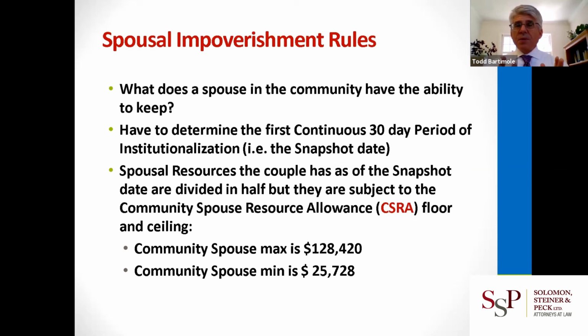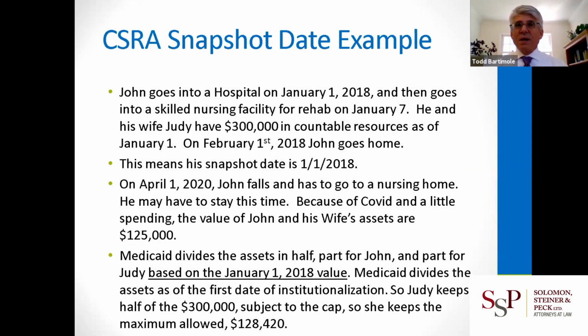But basically, that 30-day period of institutionalization is really important, and I'll show you why. And this year is a great example because we've had huge fluctuations in the market, right? We were at the highest level in March, and then coronavirus hit and we were way down, and then things have kind of come back. So just playing with that idea, we have a couple named John and Judy, I think. So John goes into the hospital on January 1st, 2018, then goes to a nursing home afterwards for rehab on the 7th of the month.